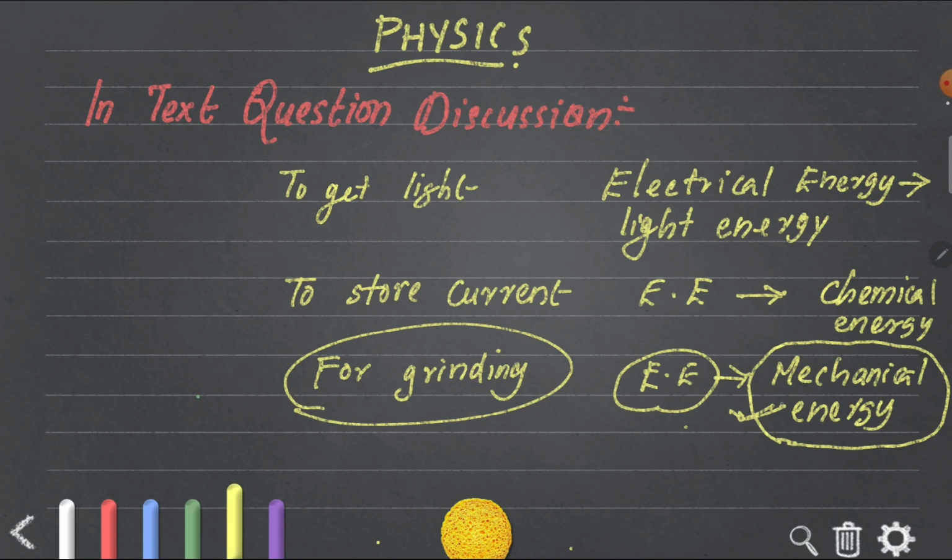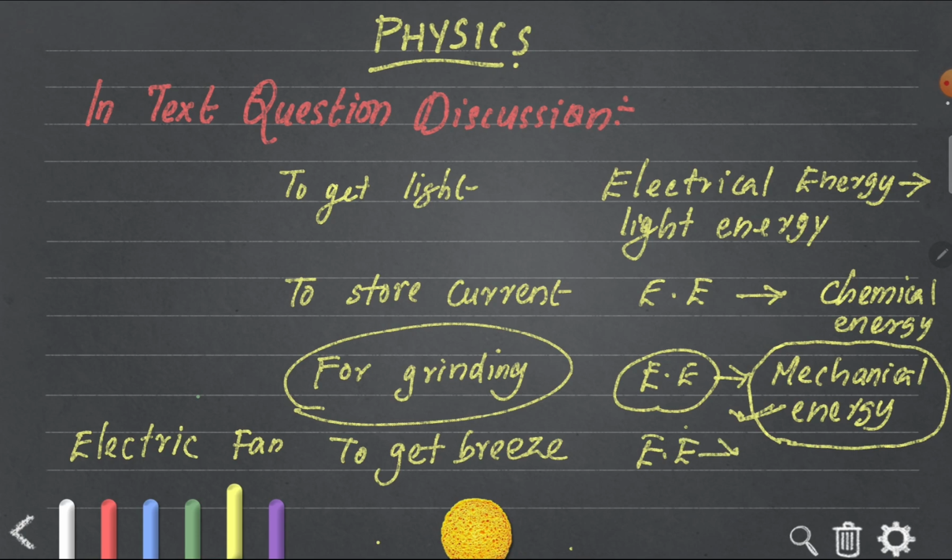Now you can fill in two other devices. For example, let me fill it with the electric fan. Now what is its use? What is its purpose? To get breeze, right? Not wind or storm, right? To get breeze. And what is the conversion there? We are providing electrical energy to this electric fan and it is converted into mechanical energy. It is a machine, therefore the energy is converted to mechanical energy and this will provide us with the breeze.